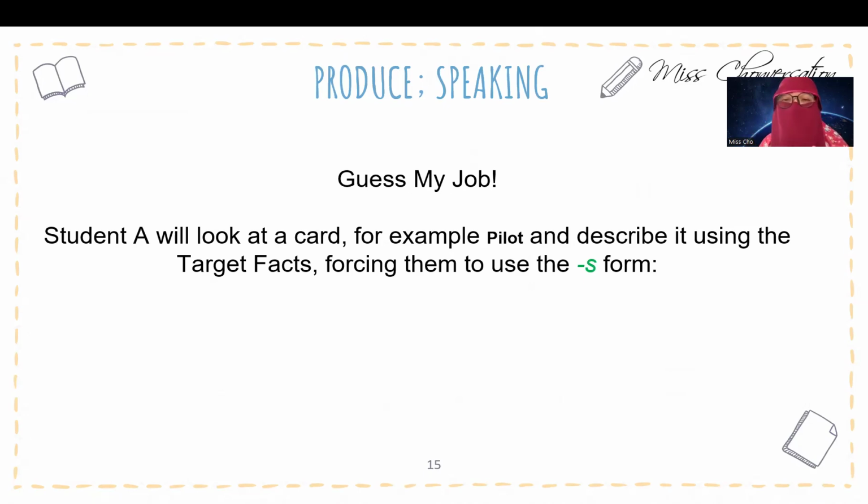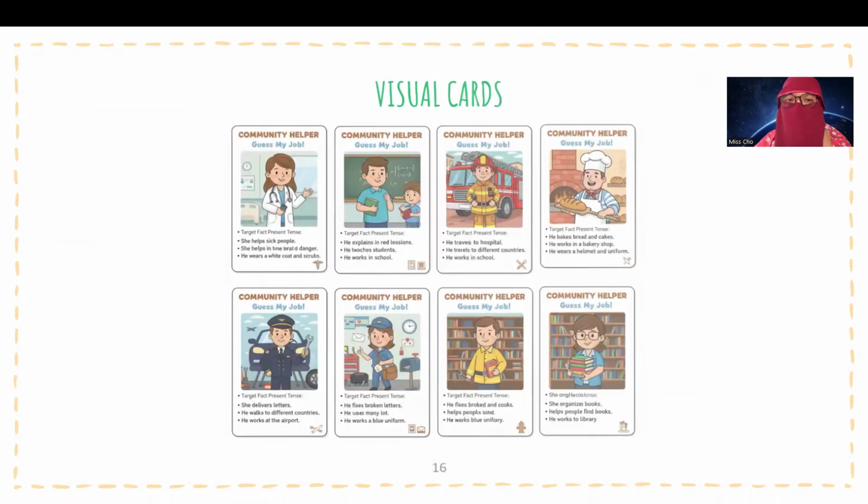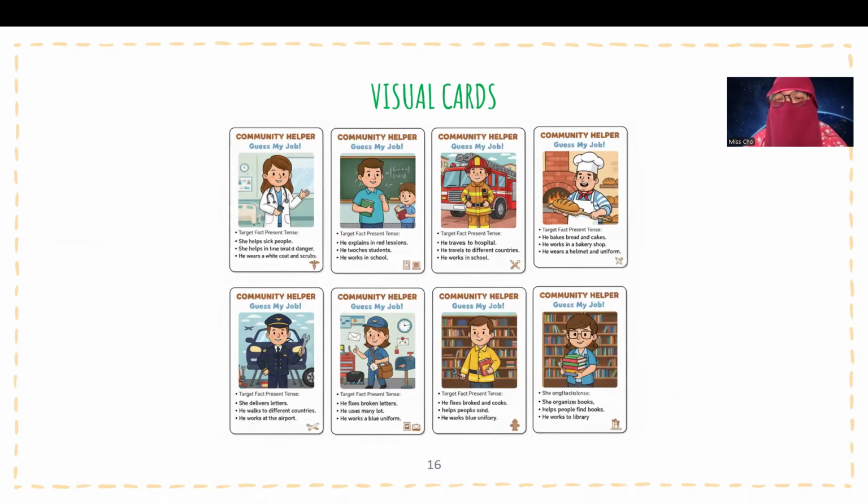So this is the speaking demo of Miss Jo. The game is Guess My Job. Student A will look at a card, for example, pilot, and describe it using the target facts, forcing them to use the S form. These are the visual cards that they will play. There will be student A and student B. Student A shuffles the cards and takes one card, puts it down, and then talks about the picture on the card to student B.